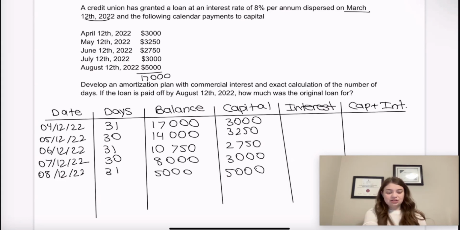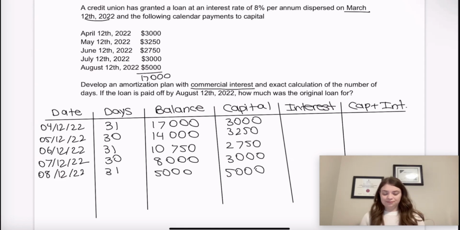And then it also mentions here that we're doing commercial interest. In commercial interest, we just simplify it to a 360-day year. I recognize that's not accurate technically. I know technically there's 365 days in a year and 366 in a leap year. But just for simplicity's sake, when we are doing commercial interest, we act as though it's a 360-day year and that every month has 30 days, even though that's really just the approximate truth.